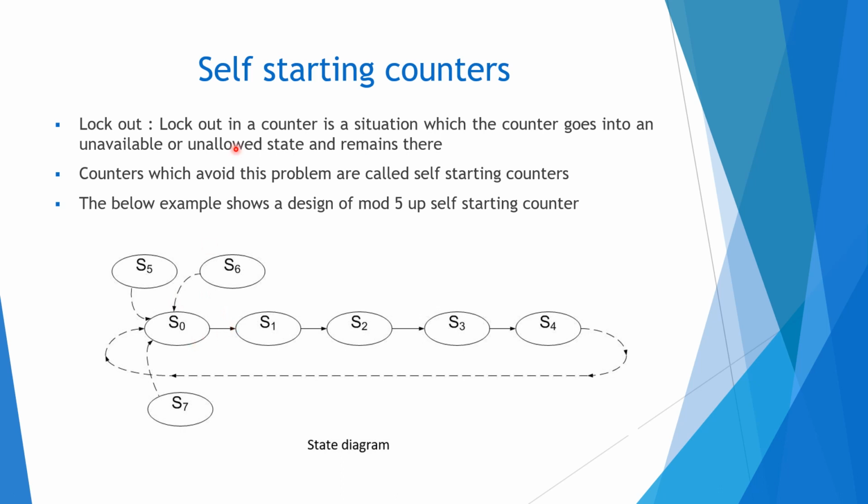Lockout in a counter is the situation where the counter goes into unallowed states and remains there. Counters which avoid this problem are called self-starting. So what we will do is, in the state diagram, suppose there are 3 unallowed states S5, S6, S7. When it reaches there, we have to give the next state as S0. So that is the design. You can see here that when it goes to S5, it goes to S0. When it reaches S6, it goes to S0, and again when it reaches S7, it goes to S0.